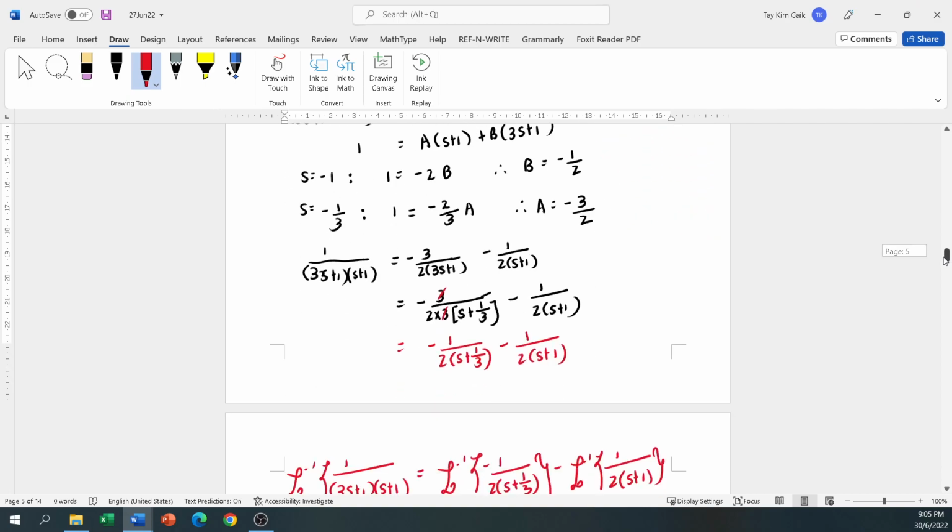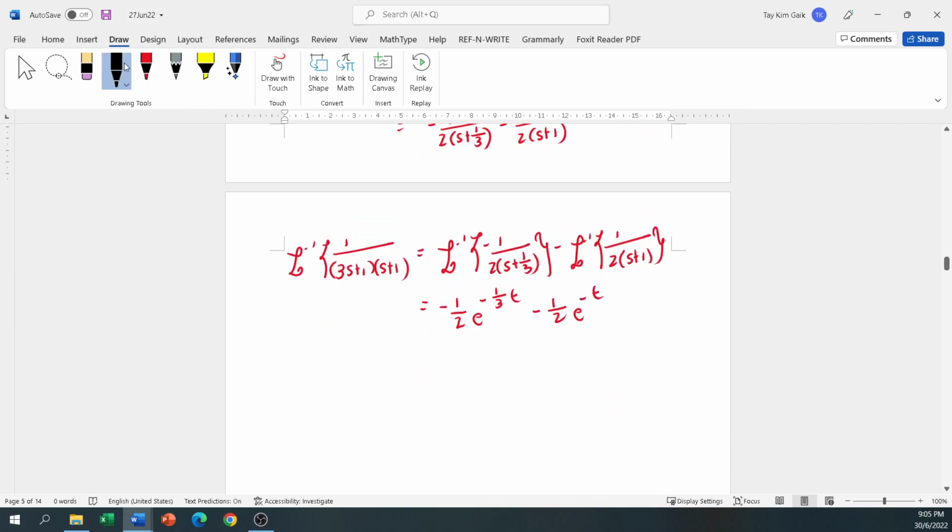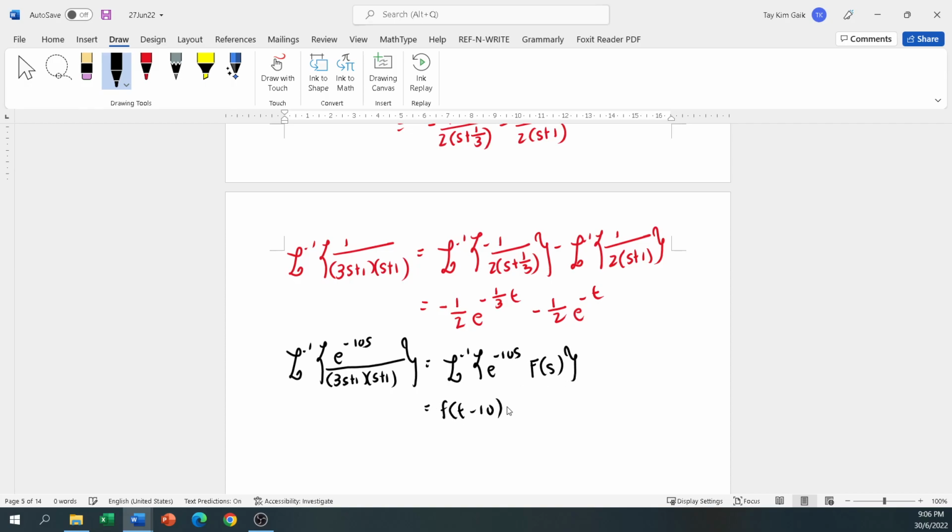Therefore, in the second term, the inverse Laplace of e^(-10s) over (3s plus 1)(s plus 1), which is in the form of e^(-10s) F(s), the answer will be f(t minus 10) h(t minus 10).